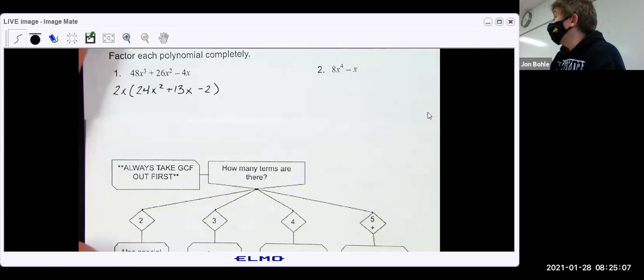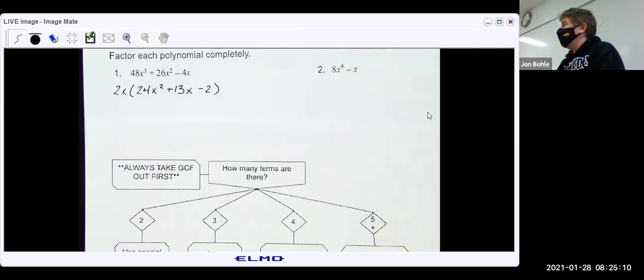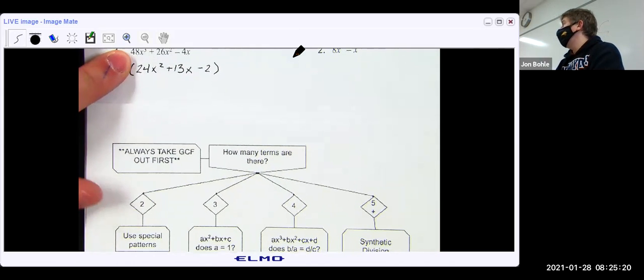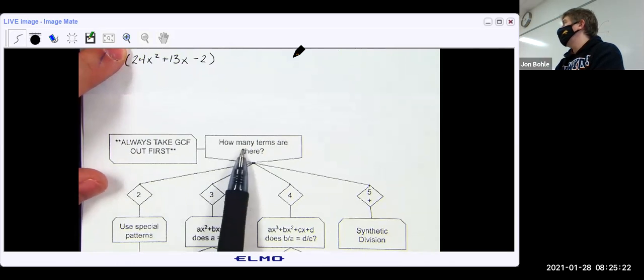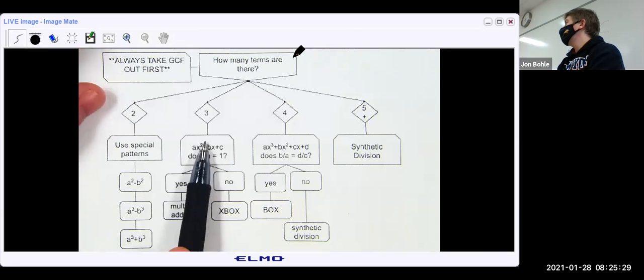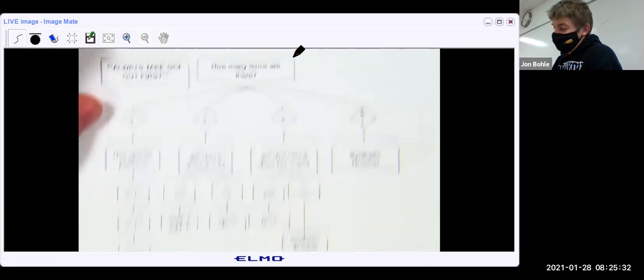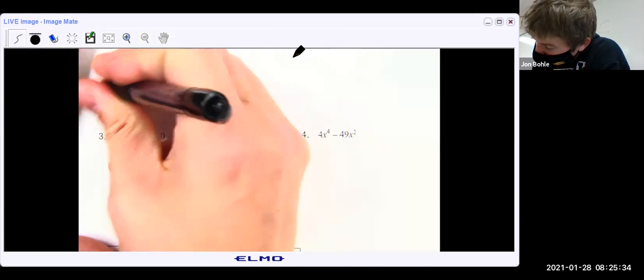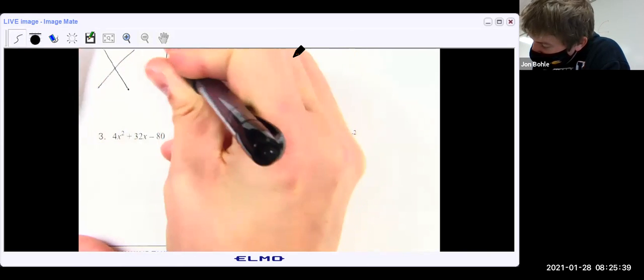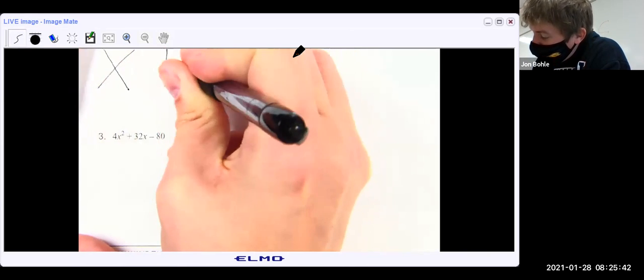Okay, after this point, we actually have to figure out what method I need to use to factor this. So here I'm going to cover up the greatest common factor because I'm no longer concerned about that. You ask yourself the question, how many terms are there? There's 3 terms. Does my A value equal 1? No, it doesn't, so I have to use the Xbox method. This is the longest method. Actually, synthetic division will be the longest method.